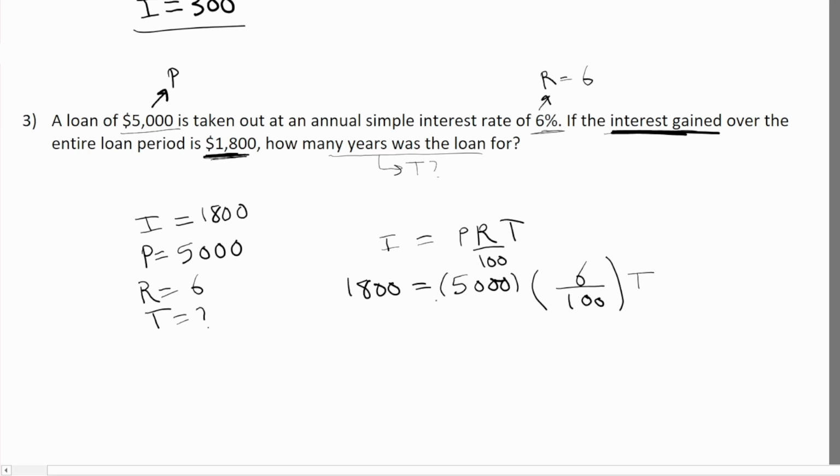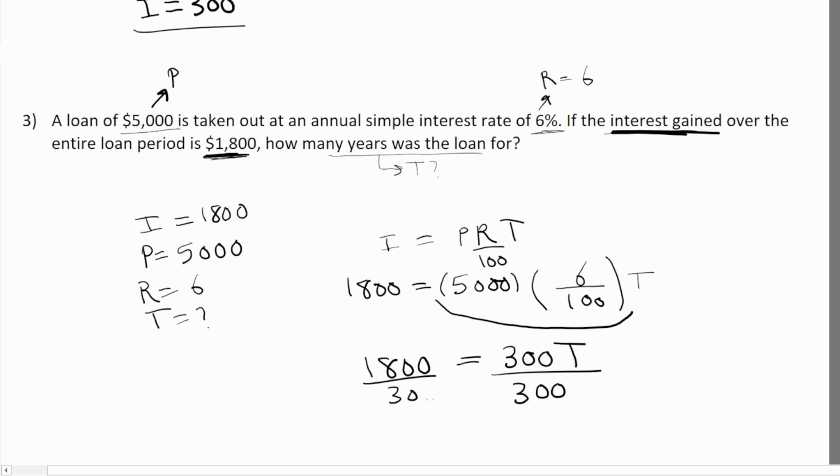The easiest thing to do is at first multiply out those two numbers. So you go ahead and plug on your calculator 5,000 multiplied by 6 over 100. It will give you 300. So now we know 300T is equal to 1,800. And we're going to go ahead and divide both sides by 300. So this cancels out and we get T is equal to 18 over 3, which is 6. So 6 years. Over the period of 6 years, I gained $1,800 in interest.